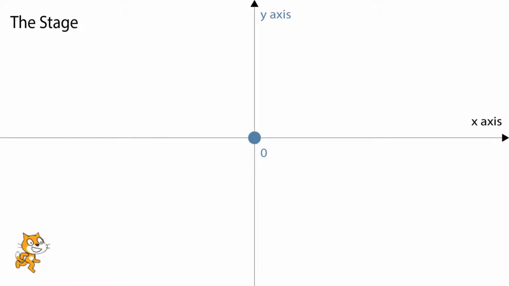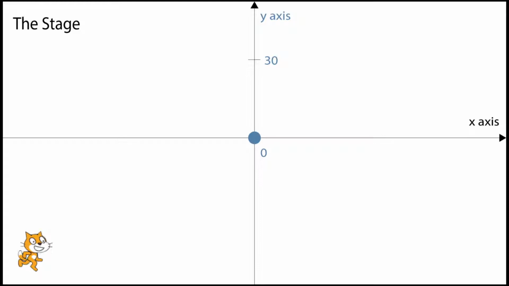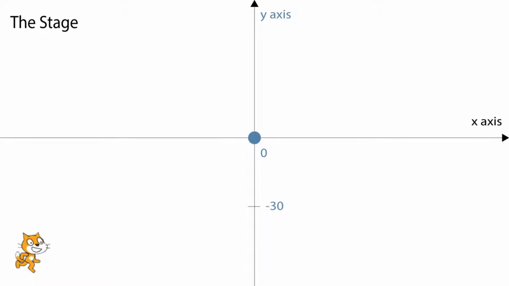Now let's look at the Y-axis. In the center of the stage, the Y-axis coordinate value is 0. As we go up the stage, from the center, the Y-coordinate values get bigger. Here we can see a value of 30. And as we move down from the center, the Y-coordinate values get smaller. Here we can see a value of -30.